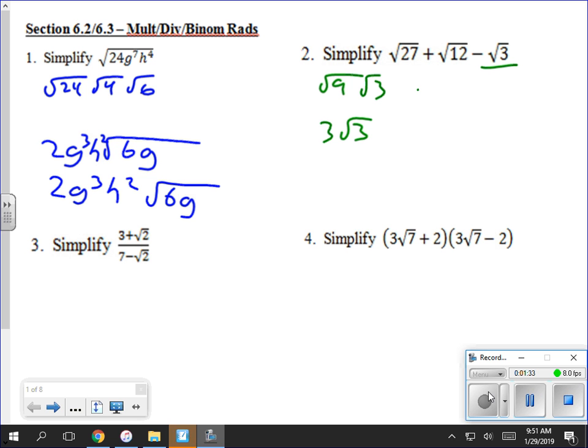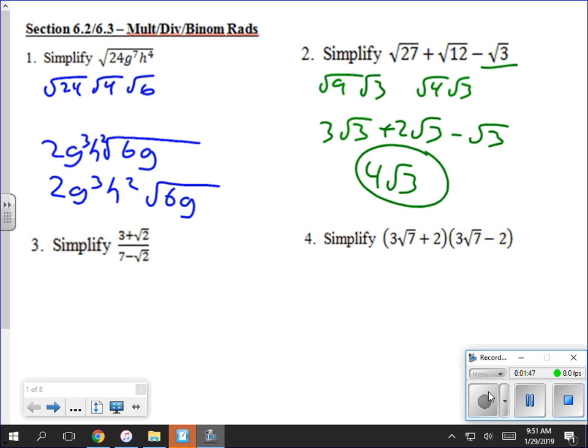12 is 4 times 3. So I get 2 root 3 for 12, minus 1 root 3. 3 plus 2 is 5, 5 minus 1, I have 4 roots of 3.